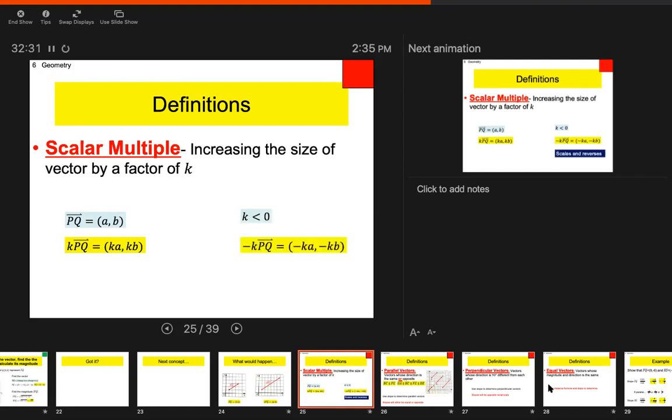So if k is negative, stay with me. If k is negative, it's the same math. You're just going to be multiplying with a negative. What is the result of it? The vector will still start at that same place. It will just be, as we described before, opposite. It'll go in the opposite direction, but it will be the same length.